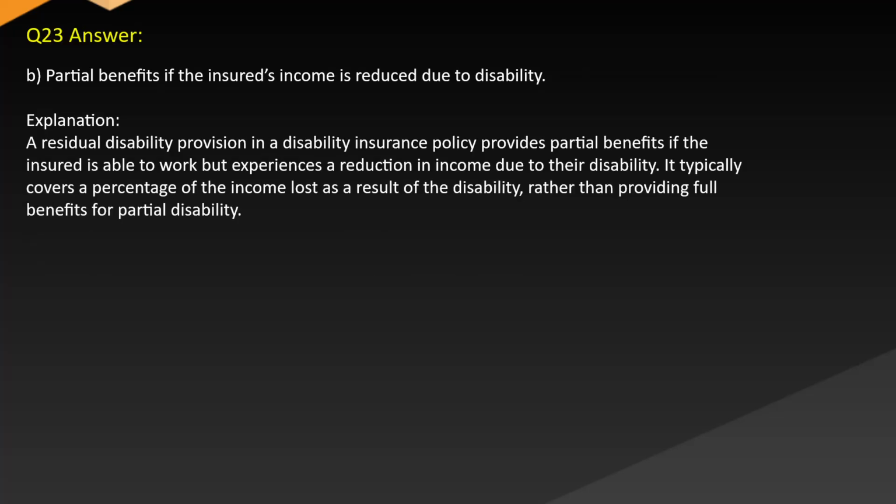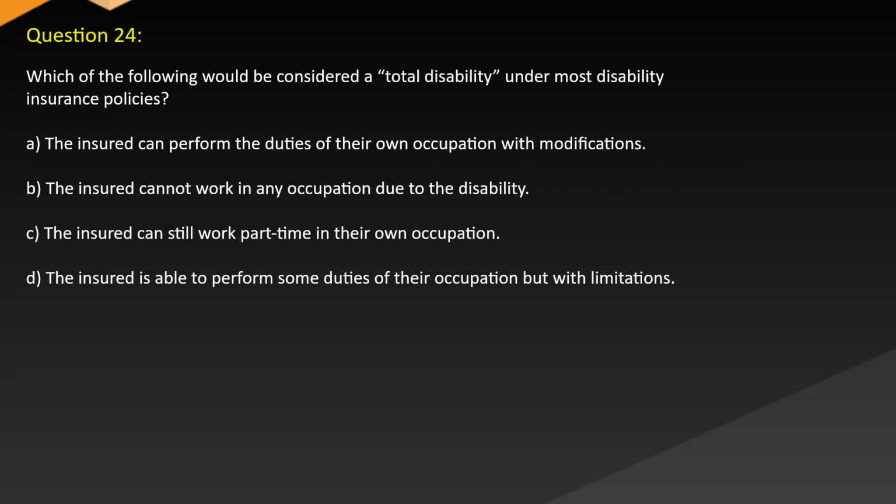Answer B. Partial benefits if the insured's income is reduced due to disability. Explanation: a residual disability provision in a disability insurance policy provides partial benefits if the insured is able to work but experiences a reduction in income due to their disability. It typically covers a percentage of the income lost as a result of the disability, rather than providing full benefits for partial disability.